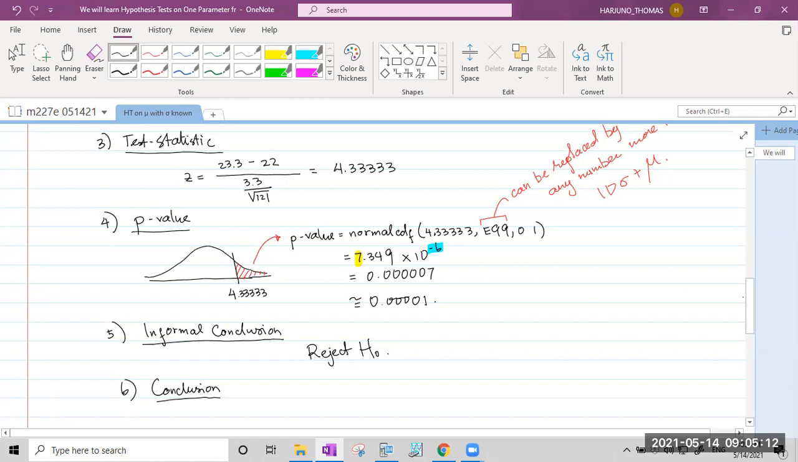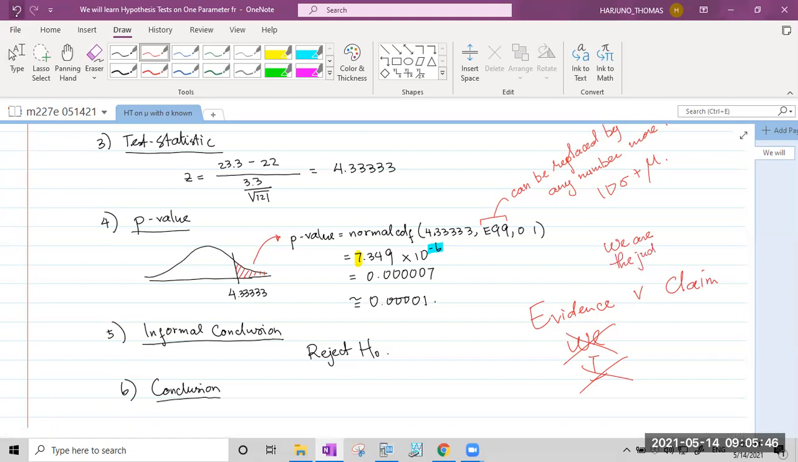In fact, we will not use the word I. What we use is the sample as the evidence. So we are actually comparing evidence, which is our sample, versus the claim. It's not we or I against the claim. No, no, no. It's the evidence against the claim. And we are the jury. We just administer the statistic laws, the statistic rules.